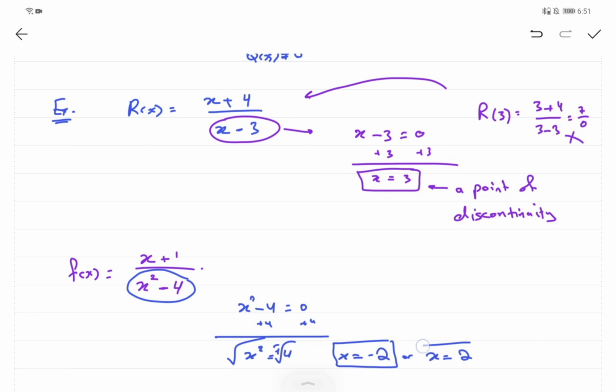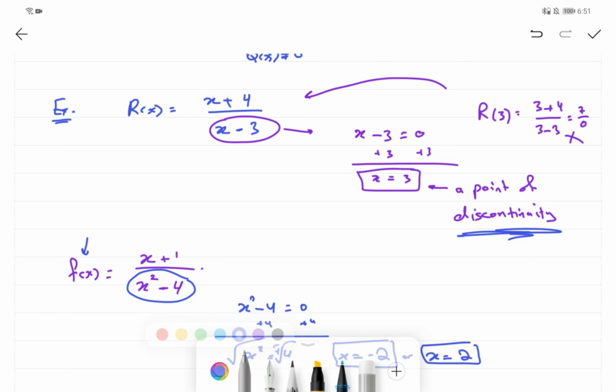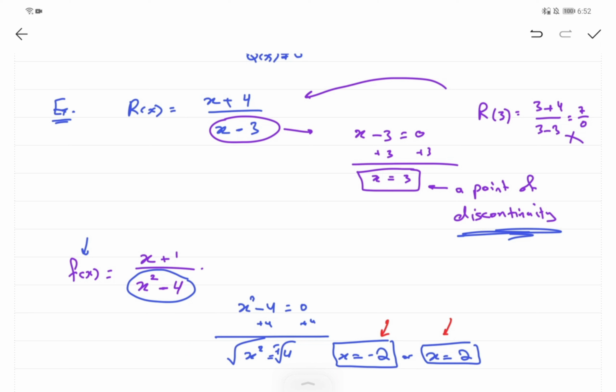So here we have two values. If we substitute these two values in the function f of x, you're gonna get 0 in the denominator. So these 2 points are called points of discontinuity. Okay? Now, since these 2 points are points of discontinuity and they make a problem, we need to avoid this problem by excluding these values from the domain. And remember, the domain is all the values of x. Okay, so by excluding these two values, there will be no problem.